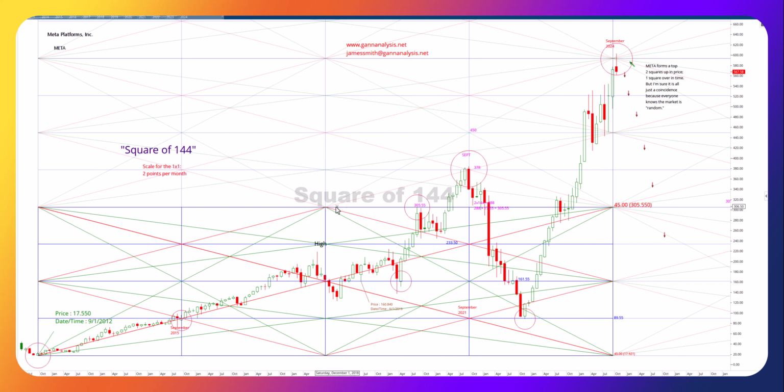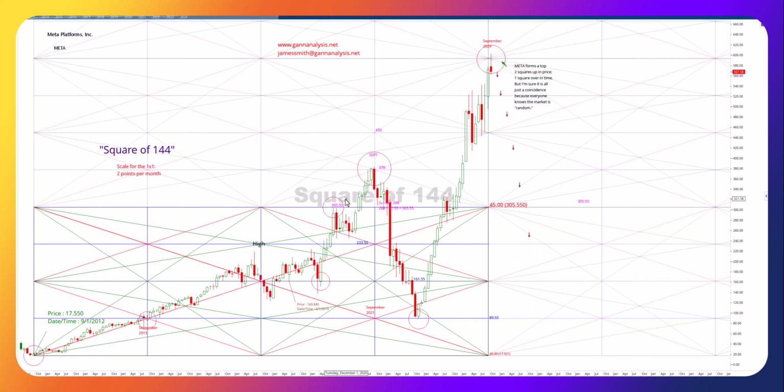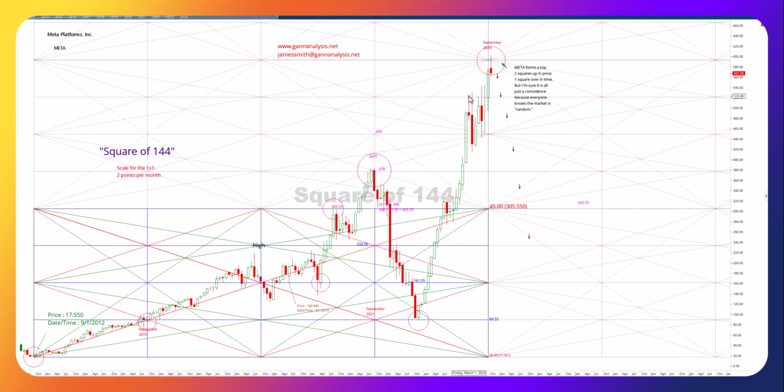So if this is the first square, and again, it doesn't look like a square, it's more of a rectangle, but the idea is that one square on top of the other shows you there's some geometry going on between time and price. They're related to each other. And so that's what sets up a reversal in trend. And then you can decide for yourself whether you think it's going to be a big correction or a small correction, but some sort of pullback is likely based on the square of 144. That's all we're really saying.